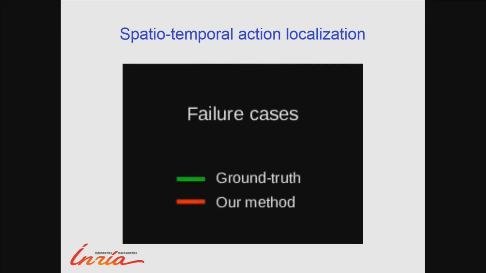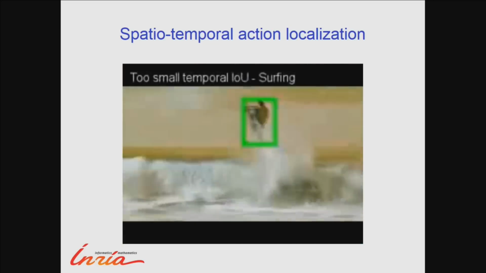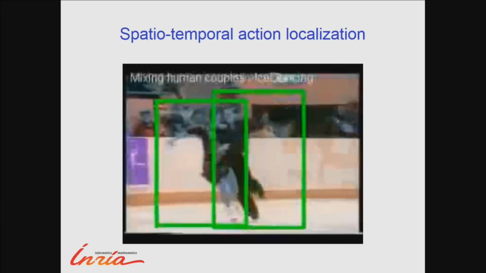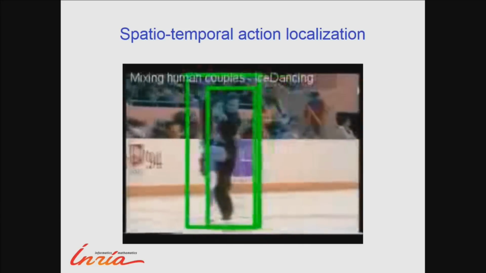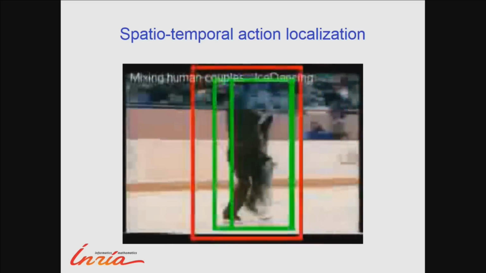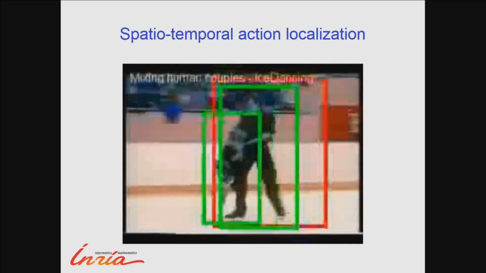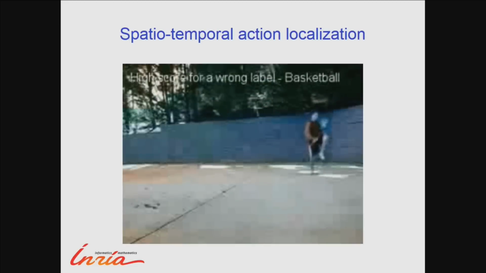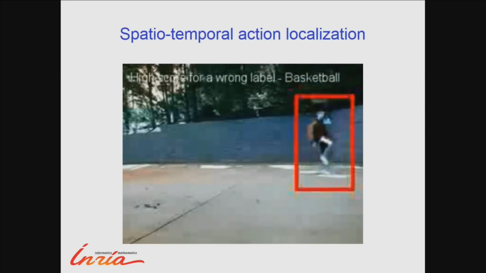And then here, to illustrate what the difficulties are, here's one failure case. Here, the intersection over union is not big enough. Here you have two people, and our approach doesn't manage to separate the two people correctly. And then the last is the confusion between playing football and playing basketball.